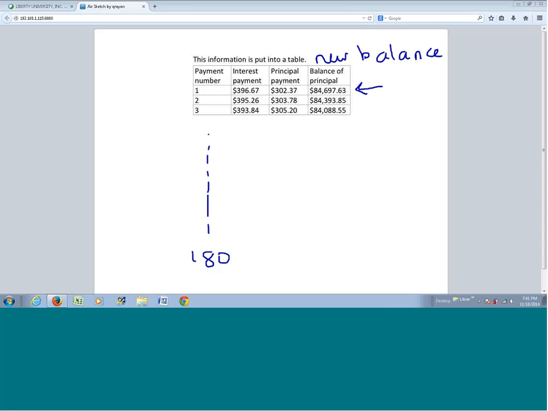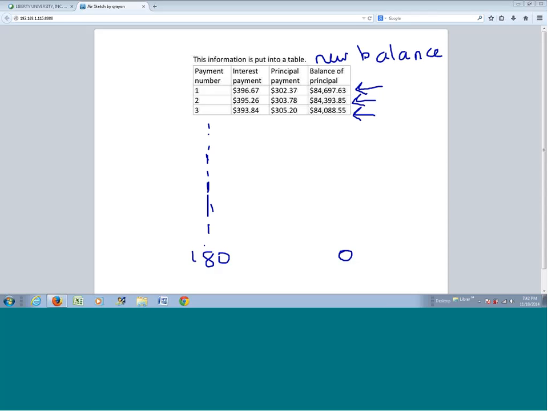So after the first payment, there's your new balance, $84,697.63. Then after the second payment, we found the new balance was $84,393.85. Then after the third payment, $84,088.55. And like I said, this would continue all the way down to payment 180 until the principal balance is 0.